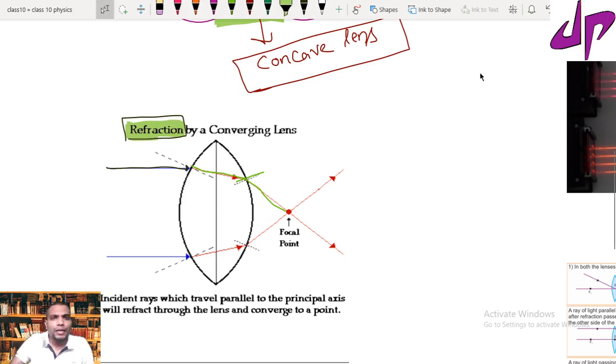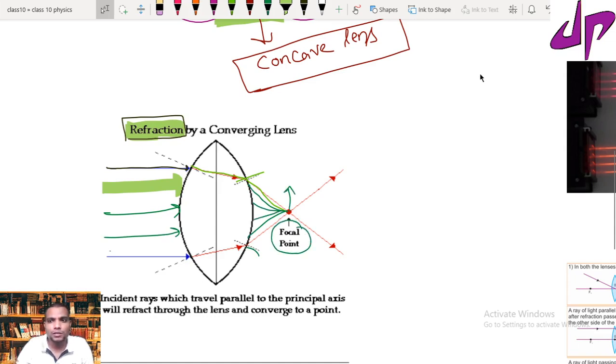Suppose we take many light rays. These light rays all strike the lens, and after refraction they concentrate at a point. This point we know as the focal point or focus. That's for the convex lens.